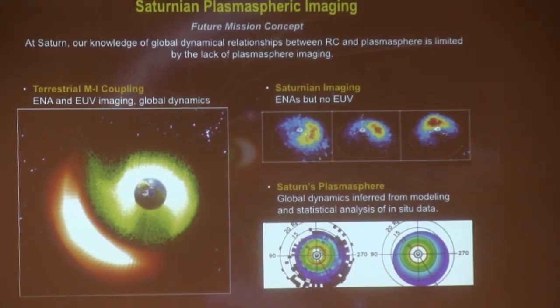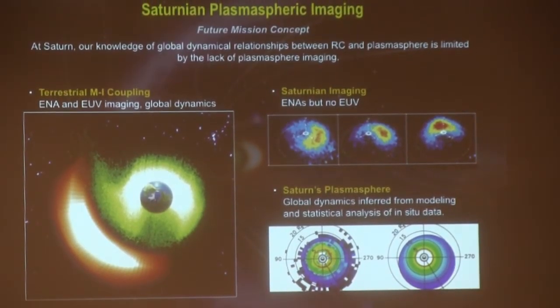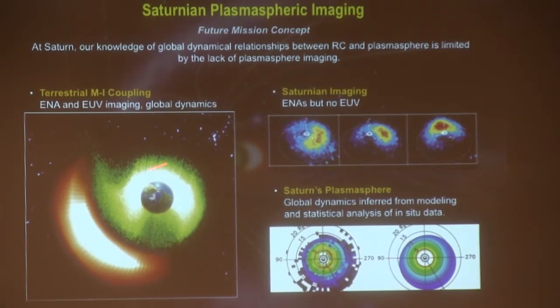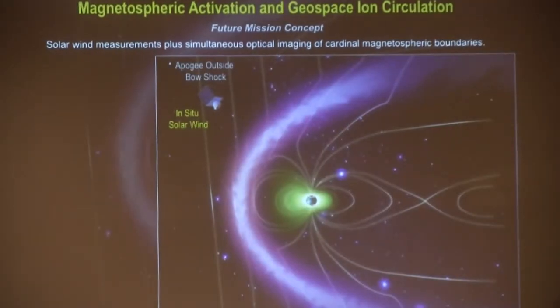What do we need to do? I would love to see a Plasmasphere Imager at Saturn. So we could do the same thing we did at Earth with looking at the relationship between the ring current and the plasmasphere, but do it at Saturn. We have global observations of the ring current, but our global picture of the plasmasphere of Saturn is we have to piece it together with some modeling and with statistical observations of in situ data, statistical analysis rather.